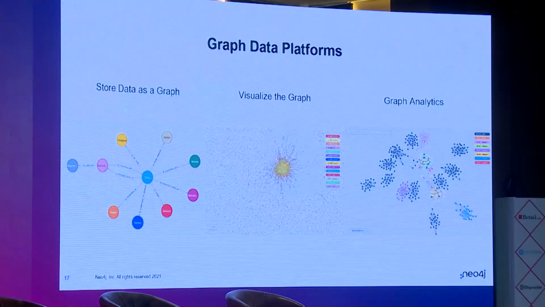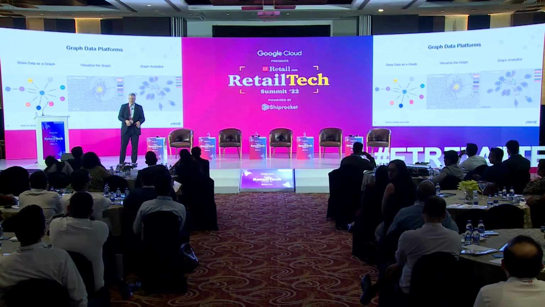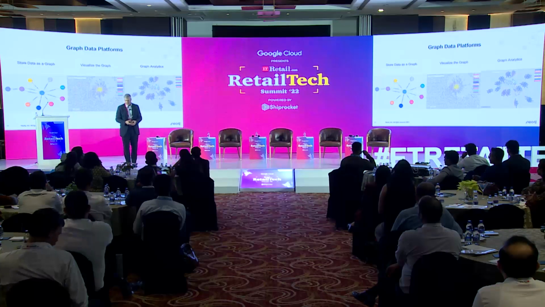Coming back to what I'm talking to you about, graph data platforms are a breakthrough in technology and how we deal with connected data. We can now store data as a graph. We store the relationships in the database when we write to the database. We can visualize the graph, so we can see what these actually look like in a visualization form. We can query the graph. I didn't have that in here, but you can query the graph just like you would any other database.